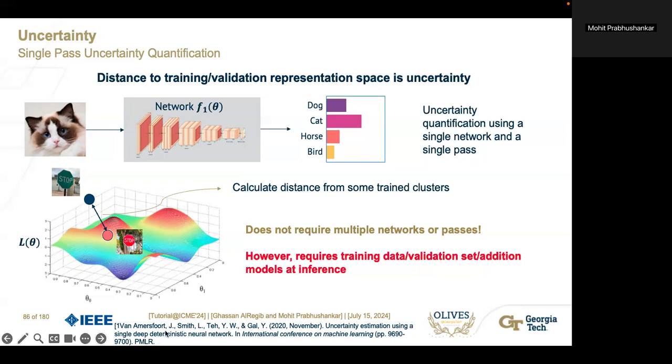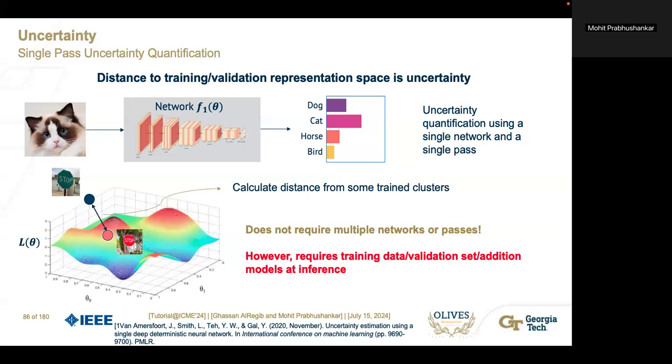There are methods. I think this method is called DUQ that does something like this. What they do is they require a validation set of images or a training set of images. Based on that training or validation set, there is a Gaussian process involved, and you calculate the distance from that Gaussian process. The issue there is that during inference, we don't have access to that training or validation set. It makes sense if you are in a laboratory setting, but as soon as you come to deployment, you don't have access to such data.